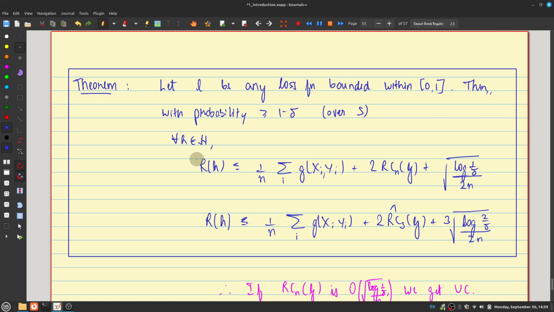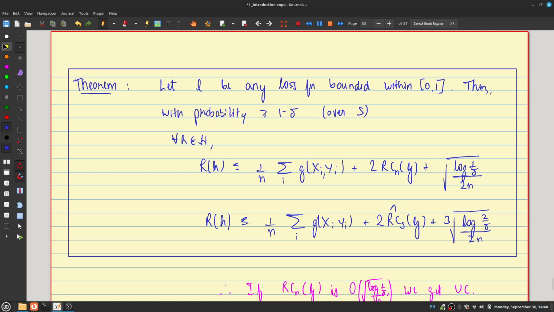This one is with respect to a particular training set, but this is the Rademacher complexity, so it depends on the distribution P_xy, but it's not a random variable. It's a deterministic quantity. It's an expectation.